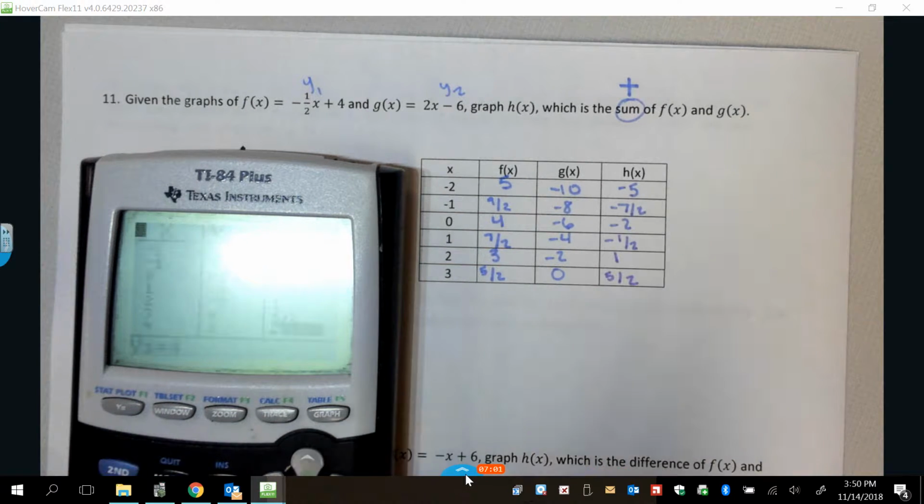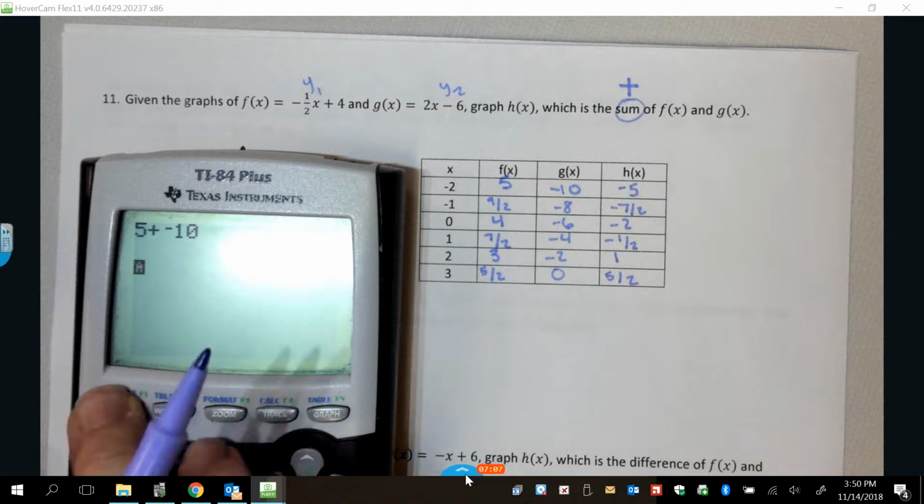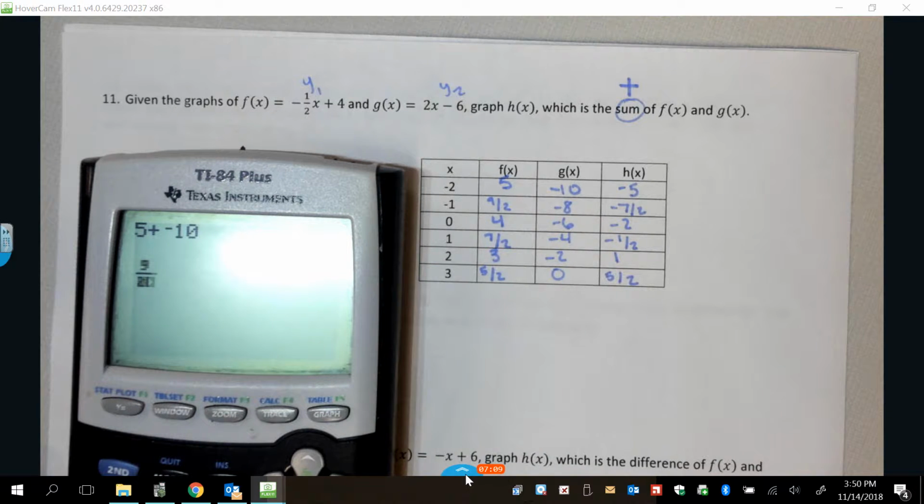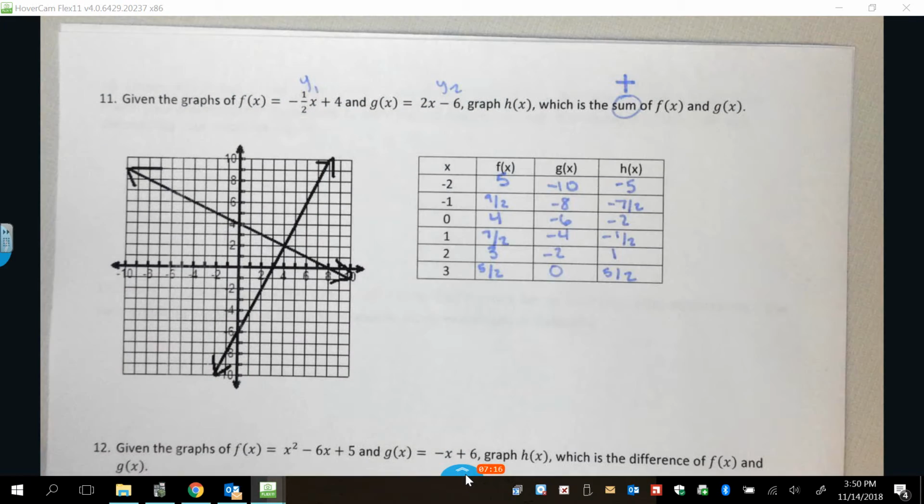Now I could always check my work. 5 plus negative 10 does give me negative 5. 9 over 2 plus negative 8 does give me negative 7 over 2, and so forth. So we could always check our work, but the calculator does it for me.